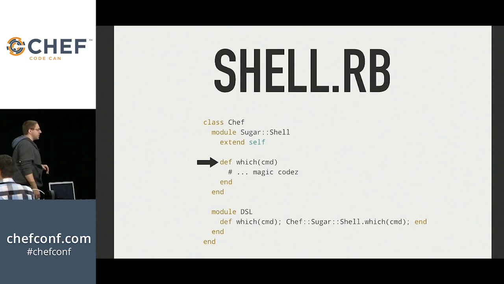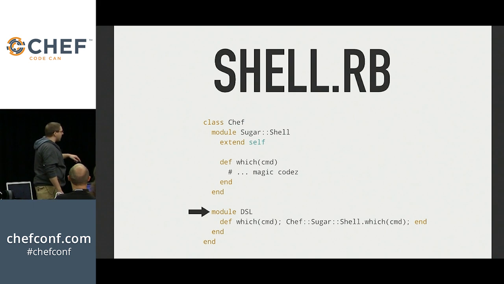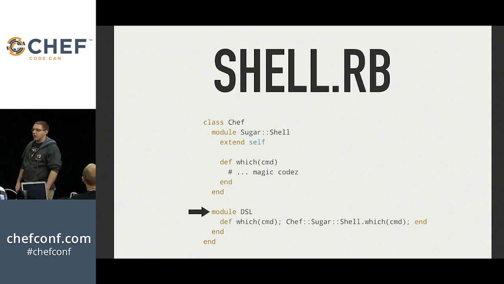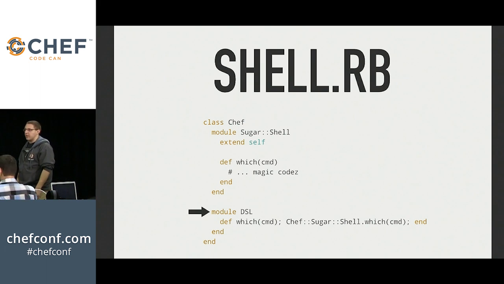Then you define the methods that you want. So there's a whole bunch of methods in here like which and version 4 and installed_at_version. And then at the very bottom, there's a DSL. And this is under Chef::Sugar::DSL. And we define that method and it basically just calls the module method. So this is kind of a proxy to the parent method of the module. And we do this for every method that exists in all of the classes.